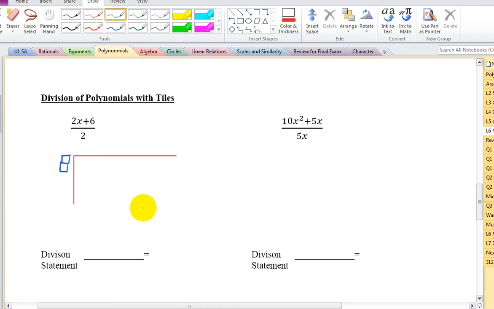Okay, so you have to draw this. Remember, you have to draw it. Somehow you have your 2x plus 6 fitting in that spot. It's got to make a rectangle. Okay, so your 2x should go in this direction, lengthwise. Now you have to fit in your plus 6. Divide 6 into 2 equal groups.